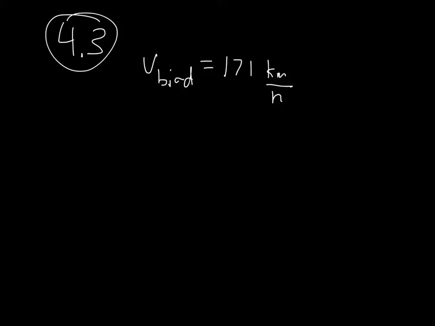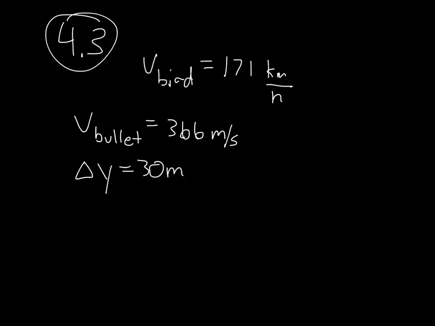Suppose that you wish to shoot such a bird, because you're a jackass, with a .22 caliber rifle that fires a bullet with a speed of 366 meters per second. Velocity of the bullet is 366 meters per second. If you fire at the instant when the bird is 30 meters directly overhead, so you know the height of the bird, we'll call it change in y, is 30 meters. How many meters ahead of the bird must you aim the rifle? Ignore gravity in this problem.